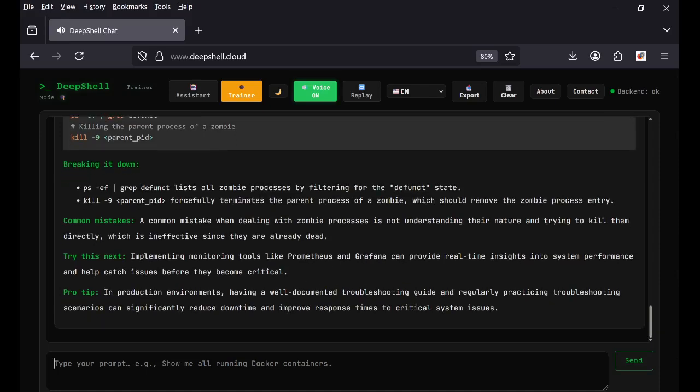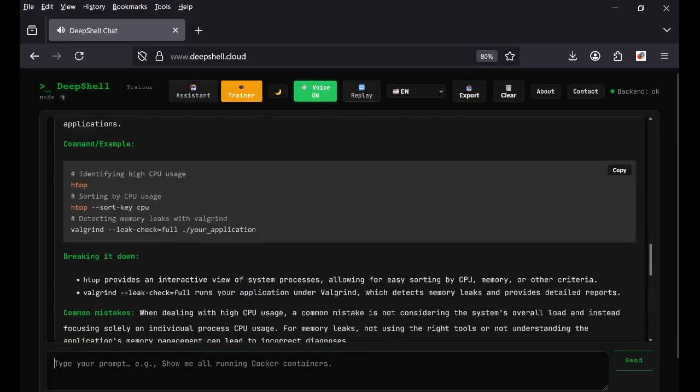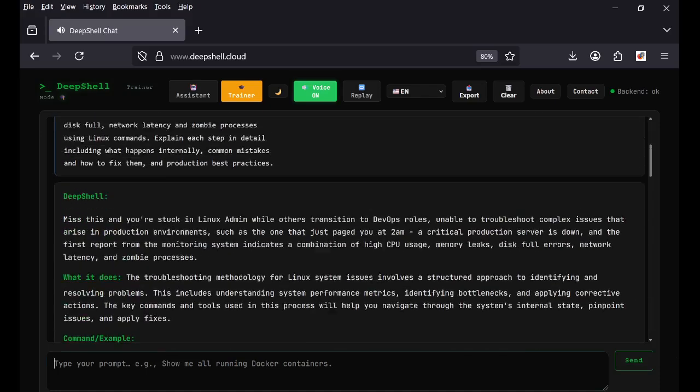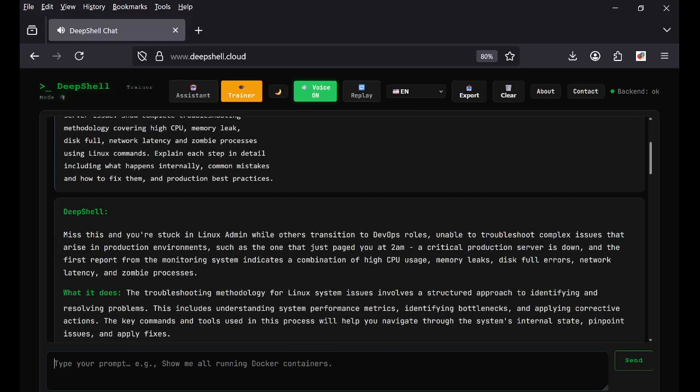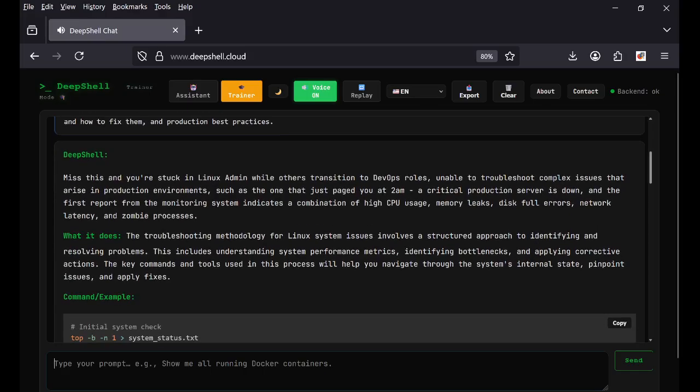Miss this and you're stuck in Linux admin while others transition to DevOps roles, unable to troubleshoot complex issues that arise in production environments, such as the one that just paged you at 2 a.m. A critical production server is down, and the first report from the monitoring system indicates a combination of high CPU usage, memory leaks, disk full errors, network latency, and zombie processes.